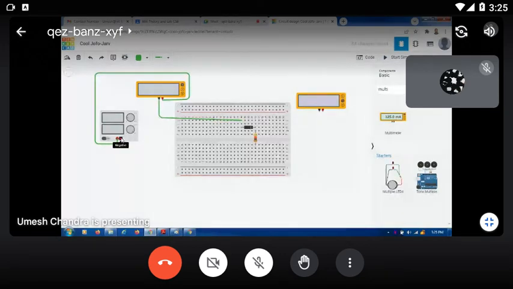This is a very easy experiment. The experiment is very easy to design the circuit. Then a voltmeter is connected in parallel, negative to negative, directly connected.